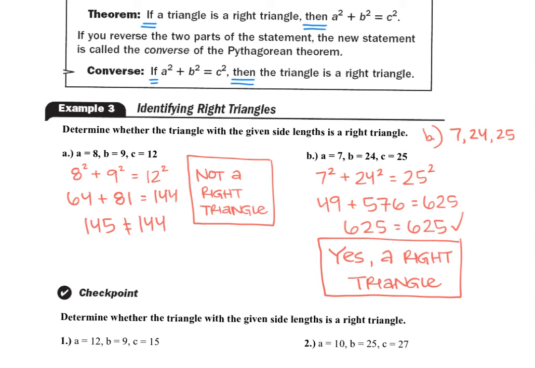The other thing is maybe you've already caught on to this pattern, but C, the hypotenuse, is always the longest side. It has to be the longest side. And so if you have a list of numbers, C is always the biggest number, and then A and B, it doesn't matter which is which. So the two smaller numbers would always be your A and B.